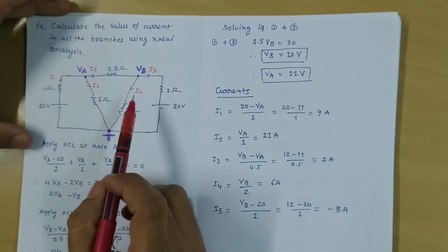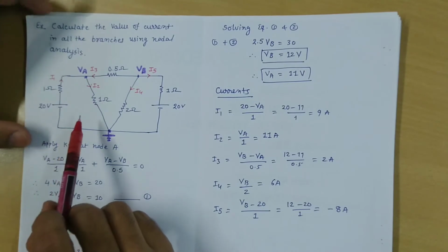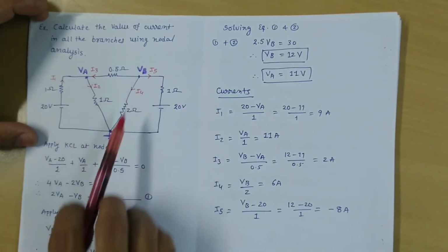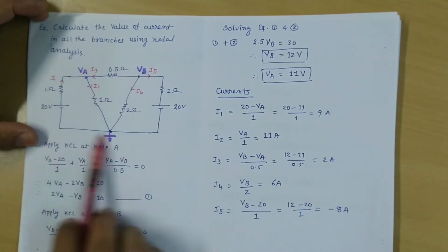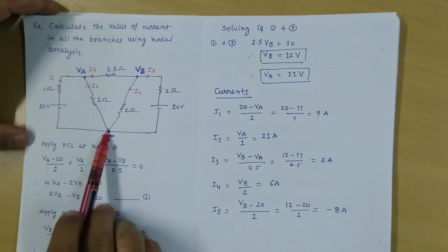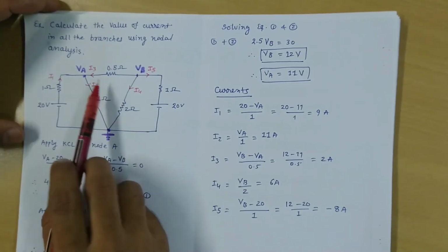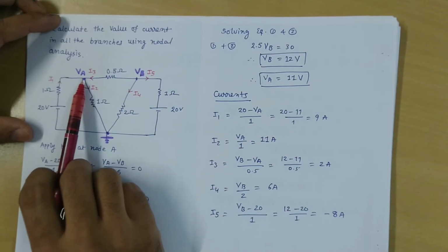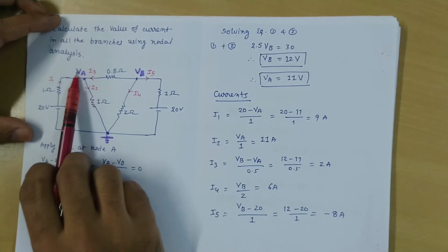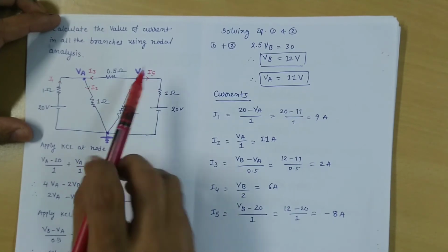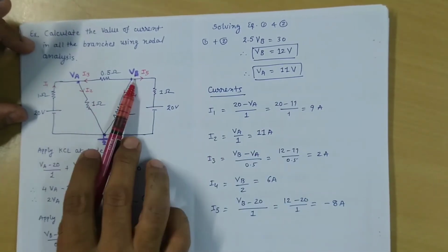Now the first step is to identify the number of nodes. In this circuit there are 3 nodes, 1, 2 and 3. Out of 3 nodes we will take one node as a reference node. So we are taking this as the reference node and we will provide node voltages to the remaining nodes. This node is provided node voltage VA and this node is provided node voltage VB. Now we will apply KCL to each node.